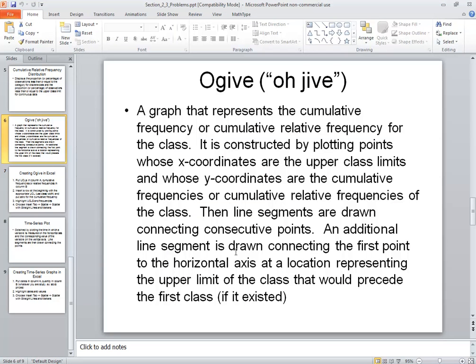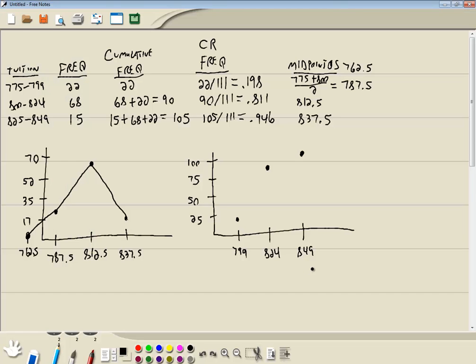Then line segments are drawn. Additional line segment is drawn to connect the first point to horizontal axis. Okay. So you put in a dummy upper class limit. These go by 25s. So 799 minus 25 is 774. Yeah, 774. I'm going to have a dummy variable here, 774, that starts at 0. So then it shows the buildup. Like that. And that's going to be your ogive.